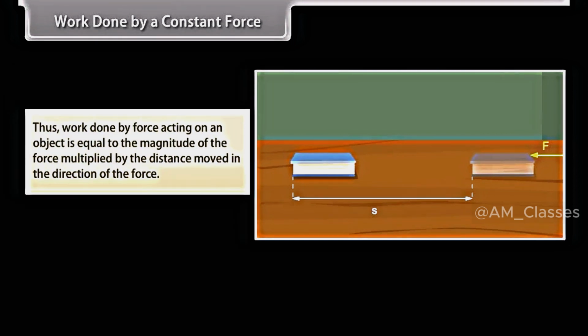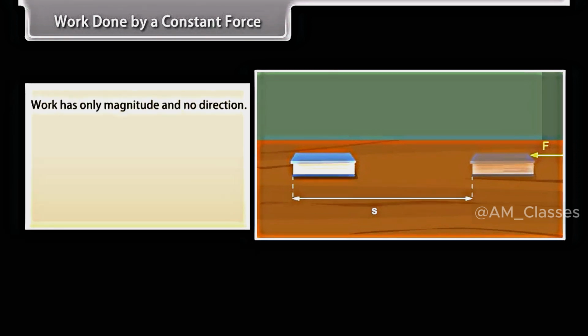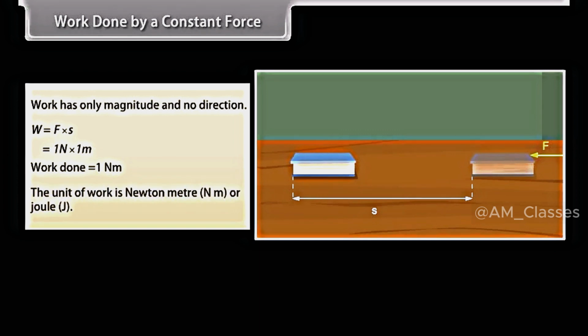Thus, work done by force acting on an object is equal to the magnitude of the force multiplied by the distance moved in the direction of the force. Work has only magnitude and no direction. If F = 1 N and S = 1 m, then the work done by the force will be 1 Nm. The unit of work is Newton meter or joule. Thus, 1 Newton meter or 1 joule is the amount of work done on an object when a force of 1 Newton displaces it by 1 meter along the line of action of the force.